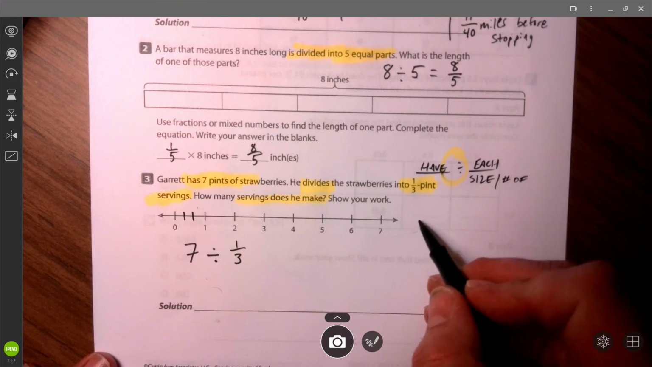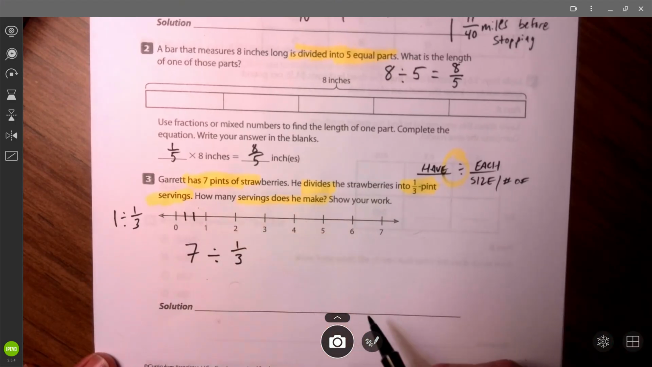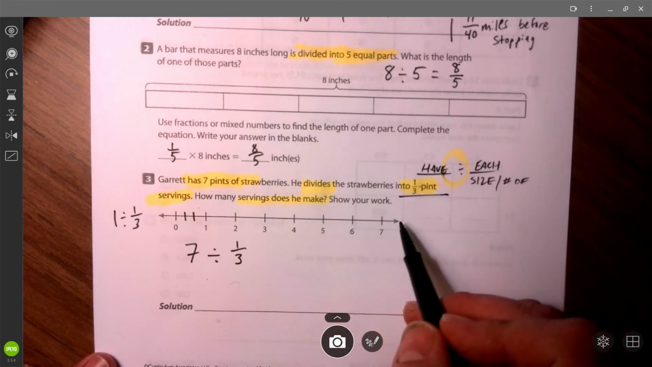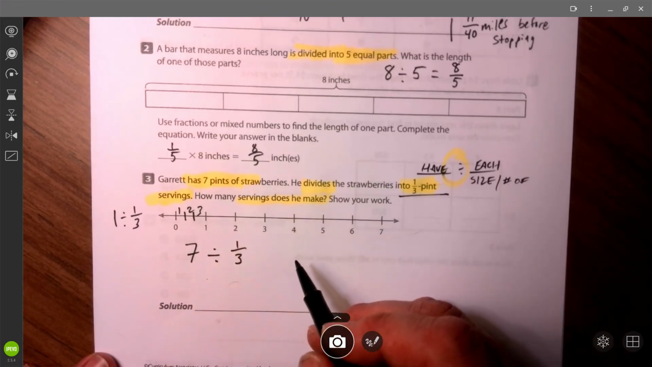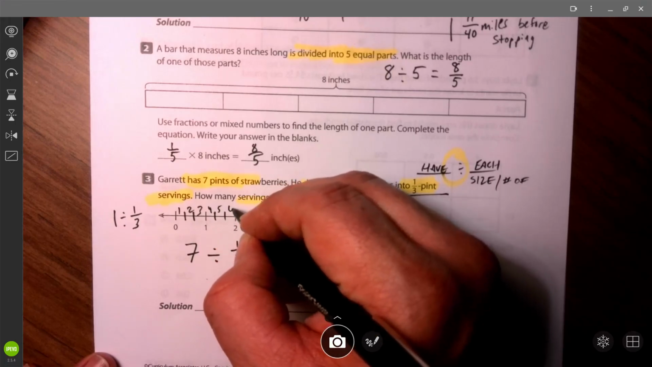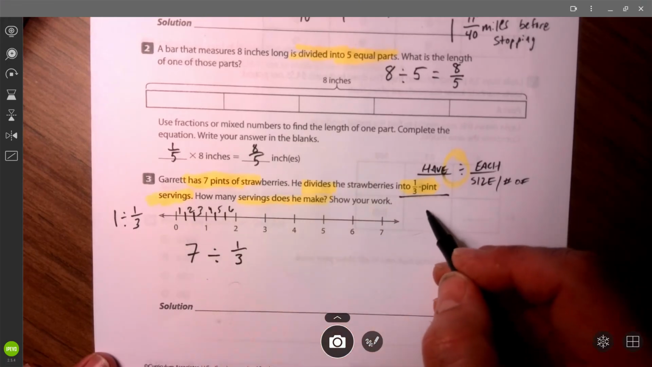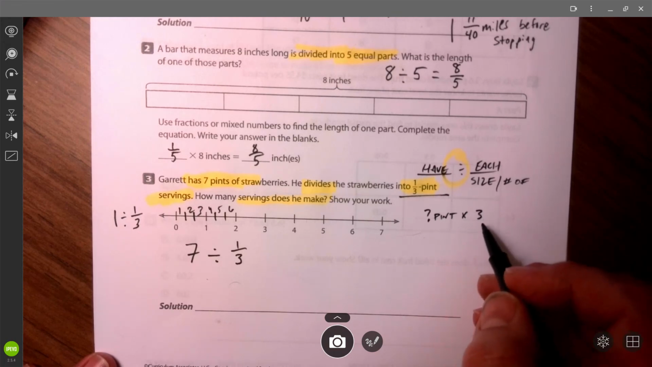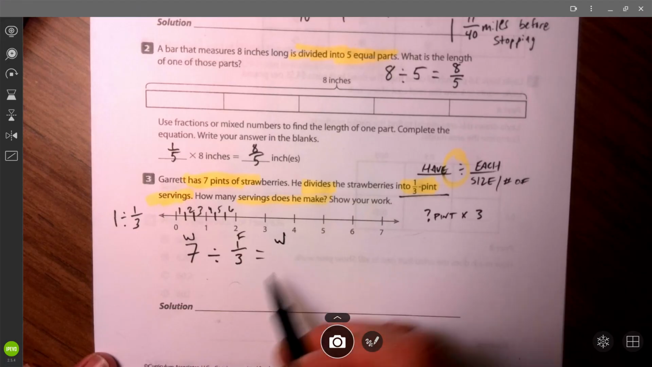So remember, I always like to start off, well, what if you just had 1 divided by a third? Just 1 pint of strawberries, and each serving was 1/3 of a pint. Well, this would be 1, 2, 3 servings, just like that. And then if we had 2, it'd be 4, 5, 6. And so what you start developing is this understanding that it's just however many pints times 3. Because if you start with the whole number divided by a fraction, you'll end with the whole number.